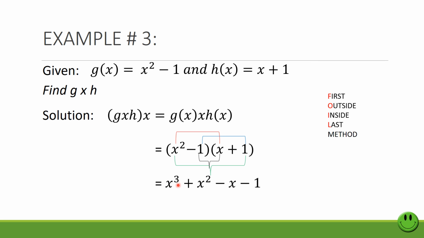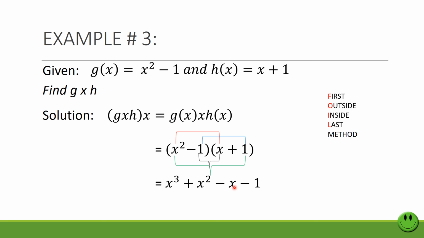Next, let's multiply the outside terms. So the outside terms are x squared and positive 1. So x squared times positive 1 is equal to positive x squared. Next, let's multiply the inside terms. So the inside terms are negative 1 and x. So negative 1 times x would give us negative x.